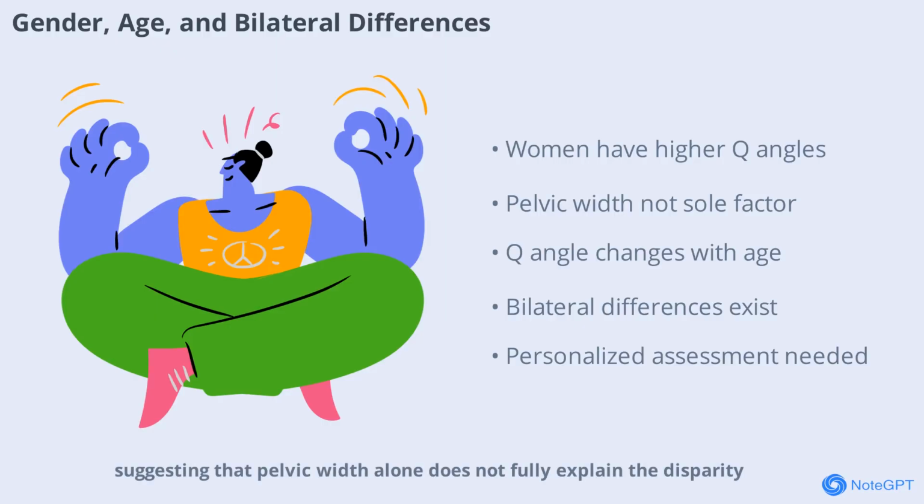In children, Q angle values change with growth, and there is little difference between boys and girls. Additionally, the idea that Q angles are the same on both legs is controversial. While group averages may suggest symmetry, individual data often reveal significant differences between the right and left limbs. These findings highlight the importance of personalized assessment and caution against making broad generalizations based on group data alone.